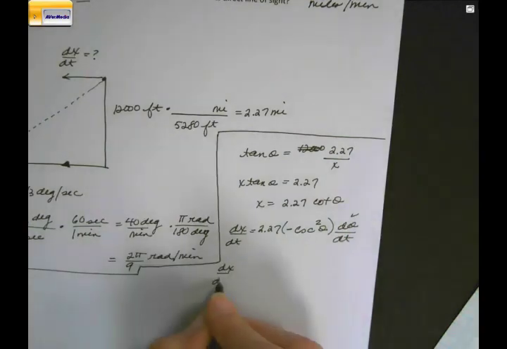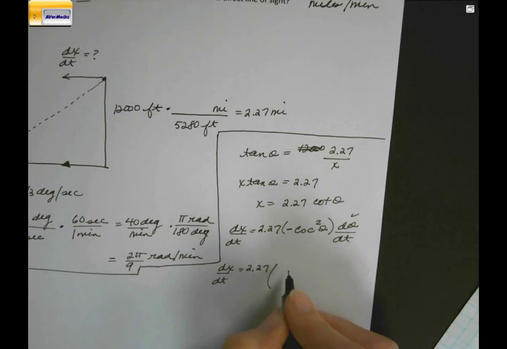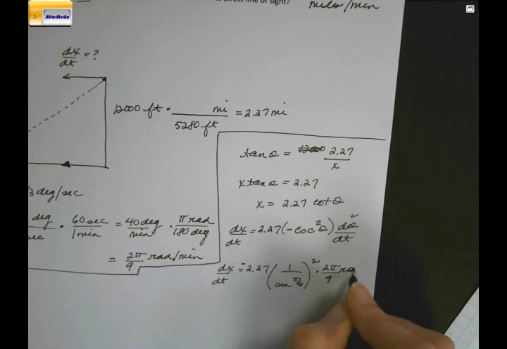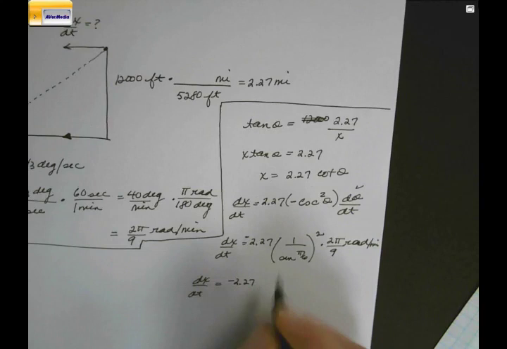So here we go. dx dt equals 2.27. I don't like cosecant. So I'm going to put the negative in front. So this is 1 over, cosecant is sine, so sine of pi 6, and after you get that, you're going to square it. And d theta dt is 2 pi over 9 radians per minute. So dx dt is a negative 2.27.